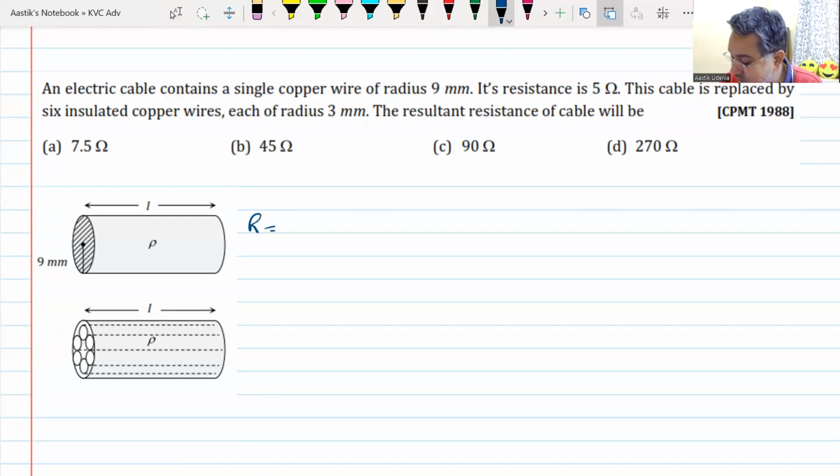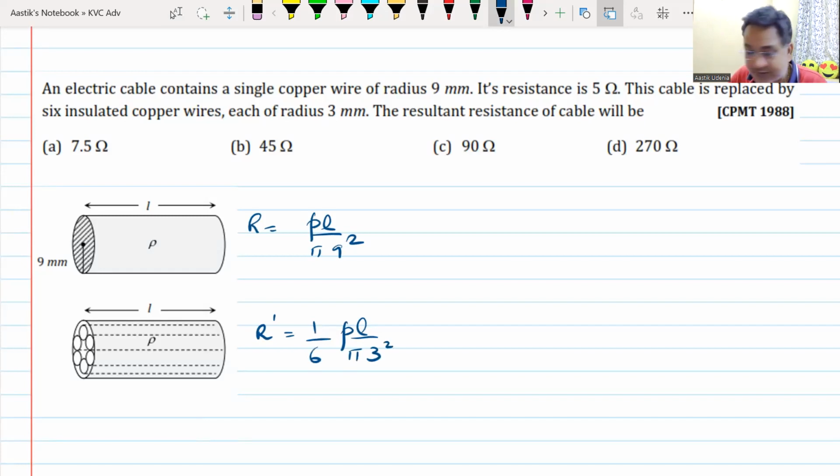The resistance of this wire is rho L by pi into 9 square. The resistance of this wire R dash will be 1 by 6 rho L by pi into 3 square. From there, you can find out the relation by dividing, and I think the answer that you are going to get is 7.5 ohms. Do we understand this?